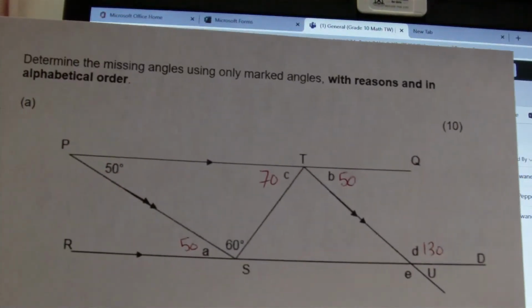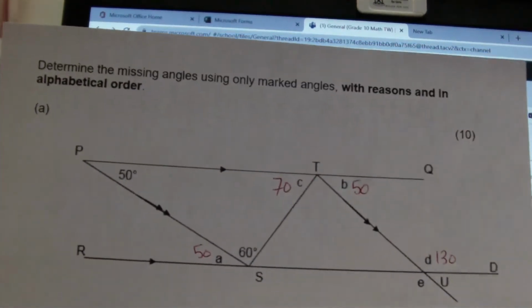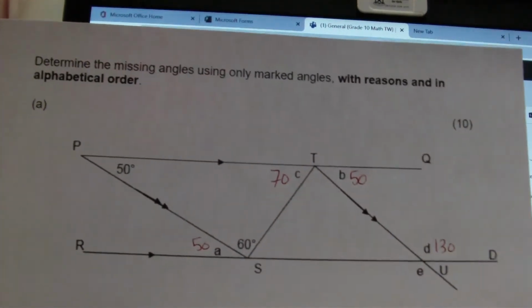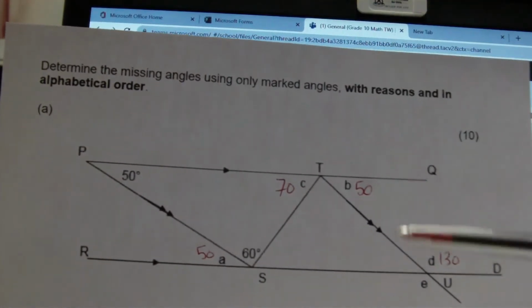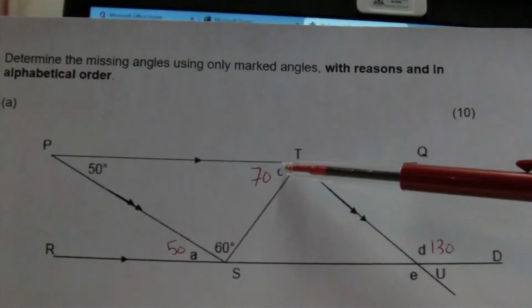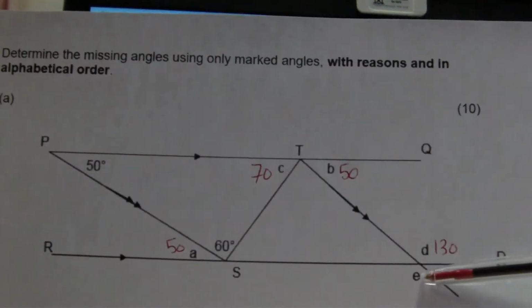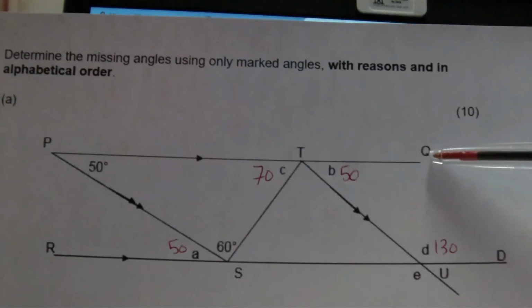Determine the missing angles using only marked angles, with reasons and in alphabetical order. Alright, I just want you guys to understand what they're looking for. Is this A here, this C, this B, this D, and this E. They are not looking for that Q.